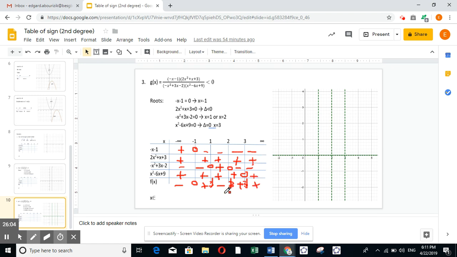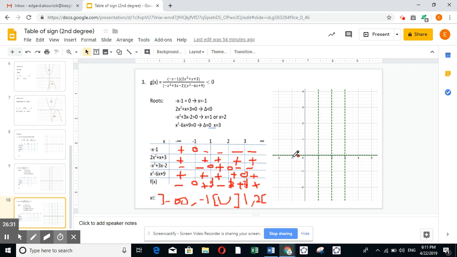What I want is less than 0. So from minus infinity, everything here is open. Why? Because I don't have equal to 0; I have less, I don't have equal. So from minus infinity till -1 open, union from 1 till 2, also negative. And that's it. Now if I want to graph it, an approximate graph, not an accurate graph.